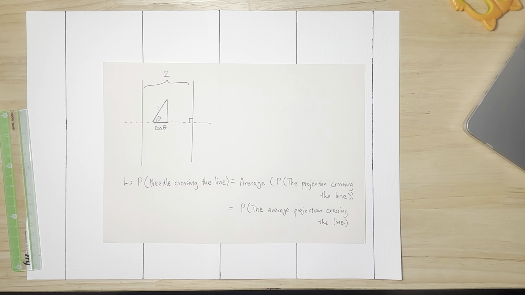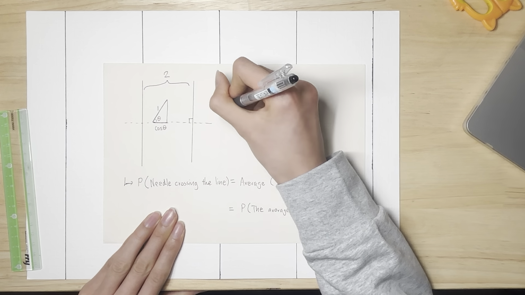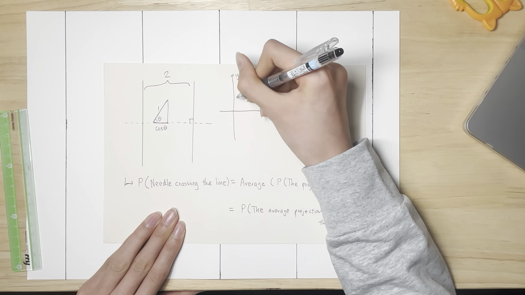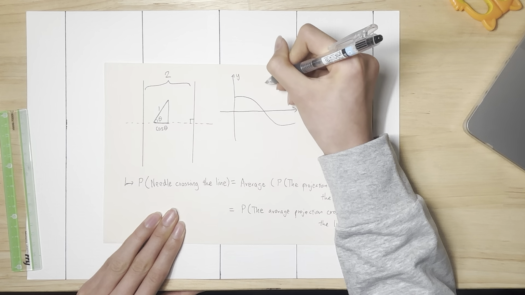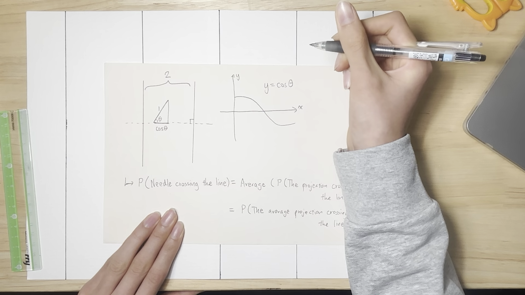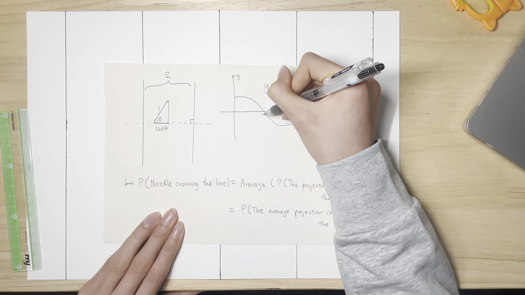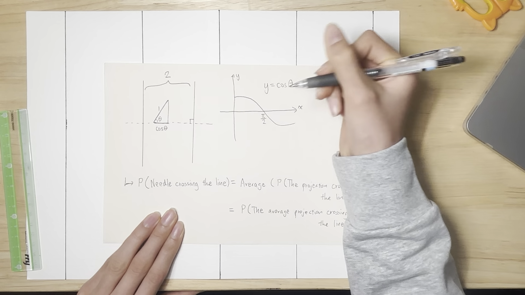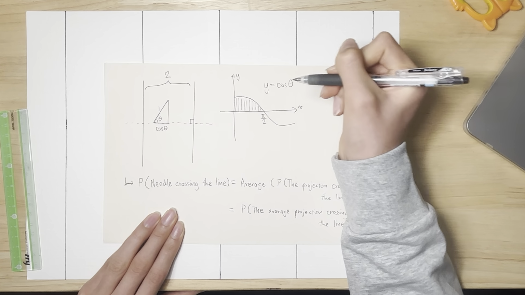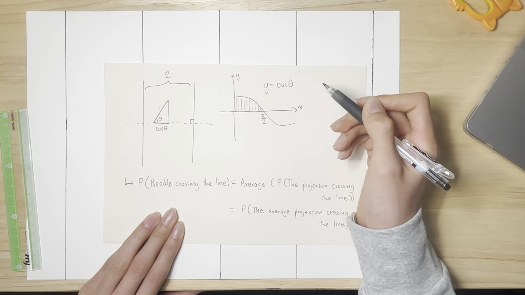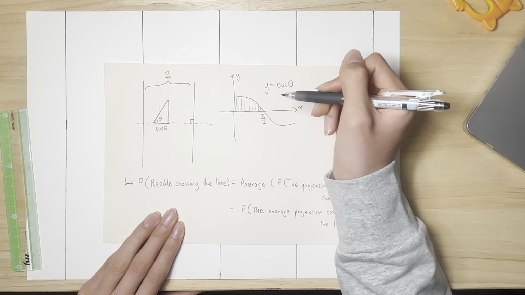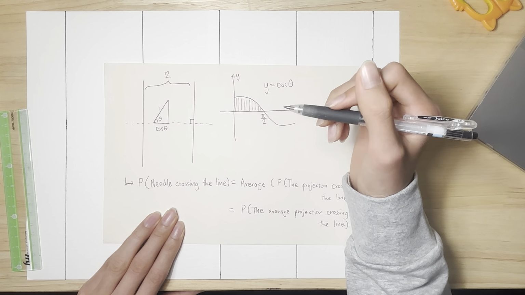But fortunately, there is a trick. So let's imagine this graph. So this is y equals cosine x, and let's say this is pi. No, this is pi over 2. And actually, these are all the projection lengths because this is cosine theta. And this area is the sum of all the projection lengths. And we need to find the average.